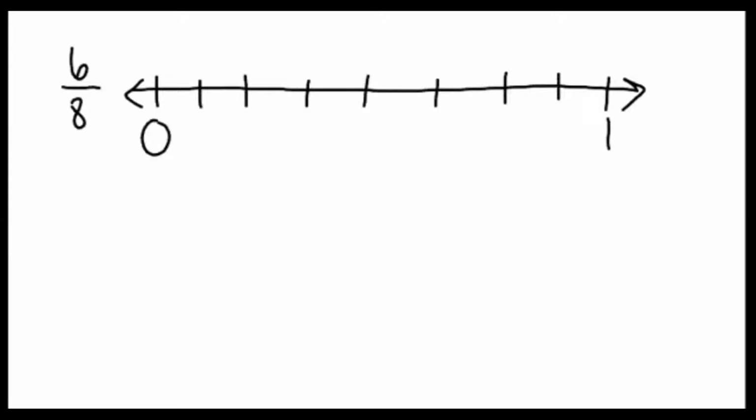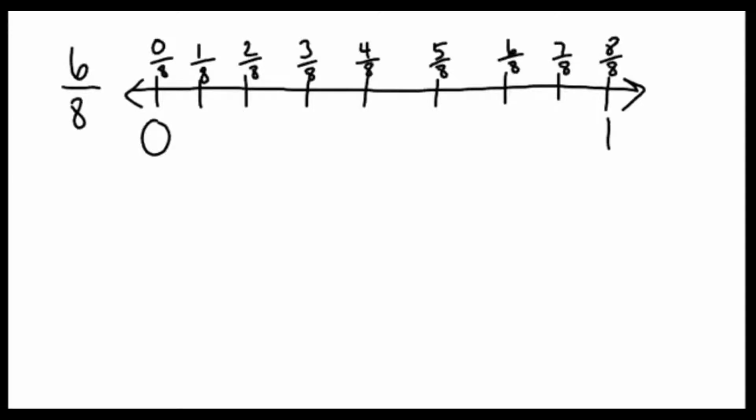Now let's write the fractions. Each fraction starts from 0 over 8, and 1 over 8, 2 over 8, 3 over 8, 4 over 8, 5 over 8, 6 over 8, 7 over 8, and the last one, 8 over 8. Now we need to find 6 over 8. Where is it? Exactly on this side. So for 6 over 8, we took 6 pieces out of 8 pieces.